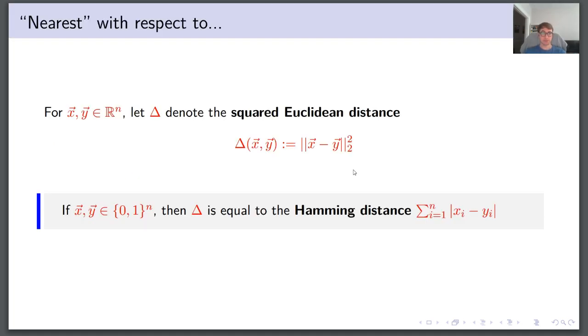So nearest, for the sake of this talk, is taken with respect to Euclidean distance. So in particular, we'll let delta be equal to the squared Euclidean distance between two vectors. And we'll note that when x and y are both Boolean, then delta is also equal to the Hamming distance between these two vectors, so the number of coordinates where they differ.